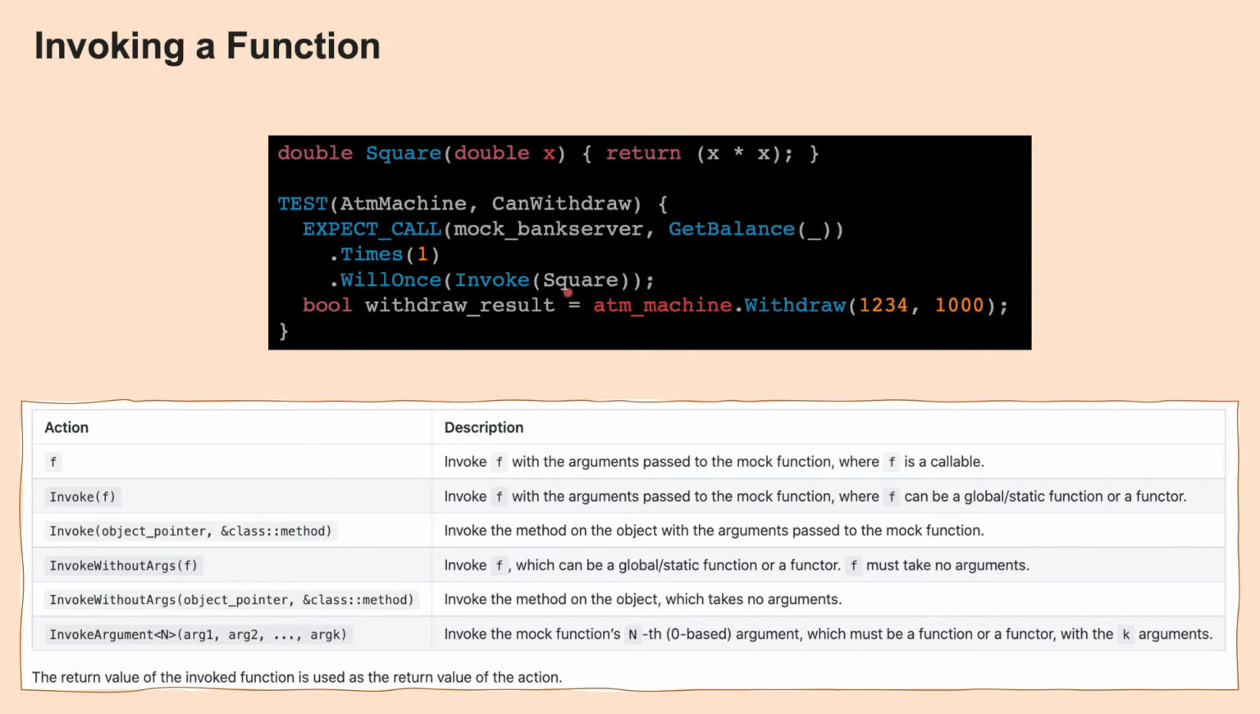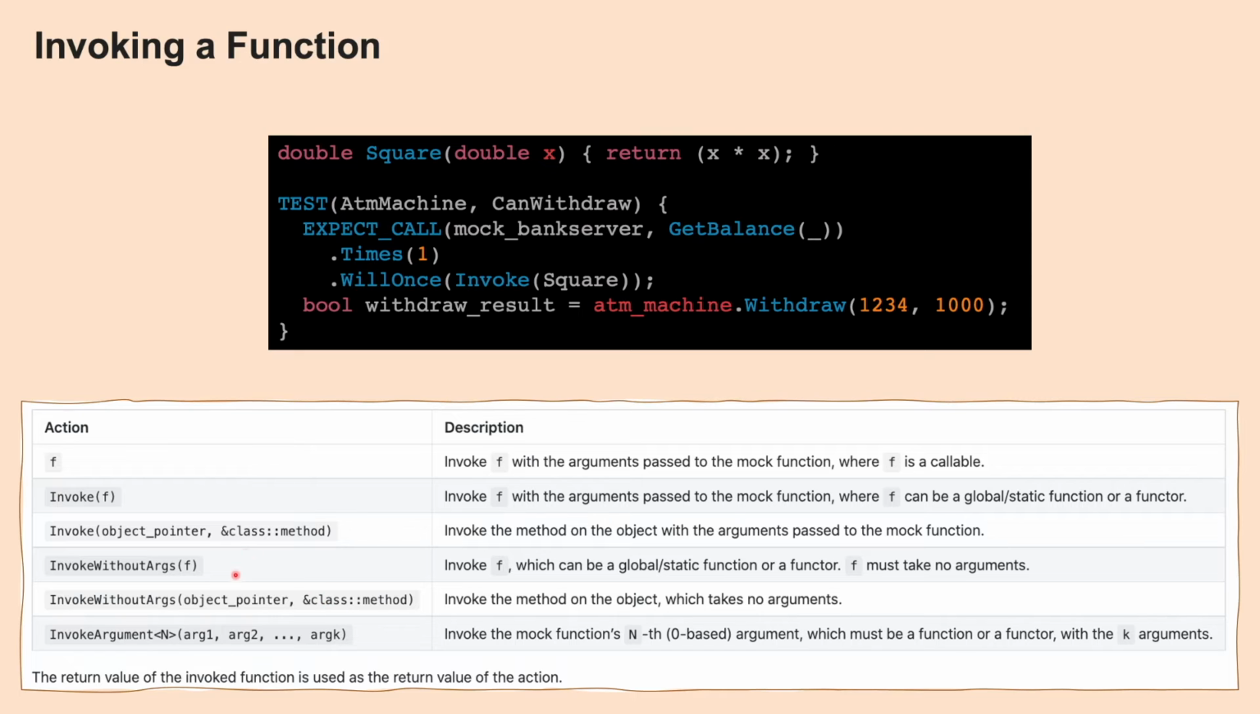So as a result of this, when getBalance is called with this value, the return value would be 123 to the power of 2. Because here I'm saying call square and pass it the same parameter that was passed to getBalance. There are various forms of invoke, and again, I invite you to check the documentation for details. However, I will show you guys some examples.